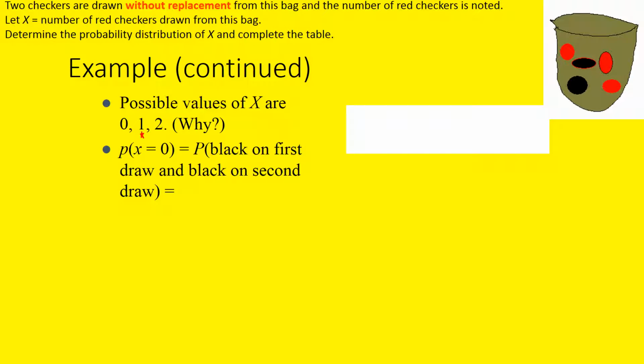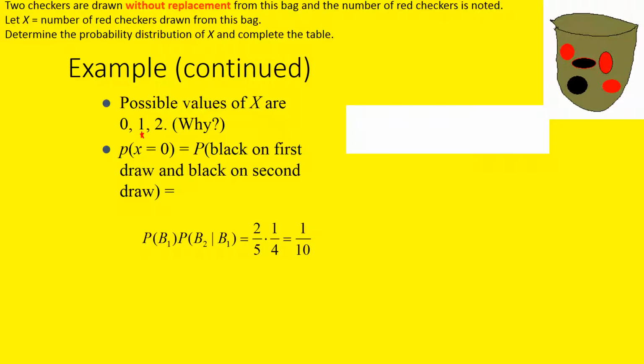Probability that the particular value turns out to be 0. That's 0 red checkers, which means both of them are black checkers. Black on the first, black on the second. Well, we get dependent events here because the probability of black changes on the second draw since we didn't replace the black that was drawn on the first draw.